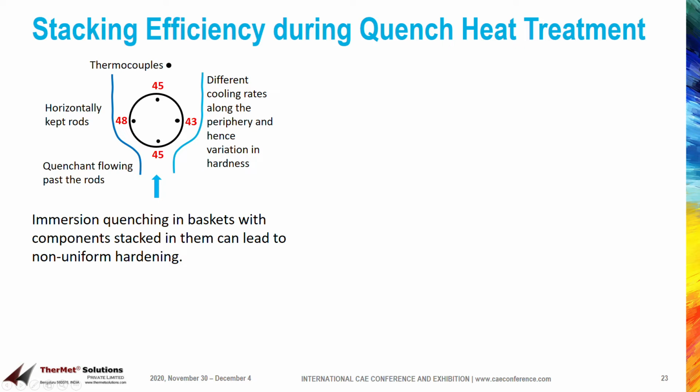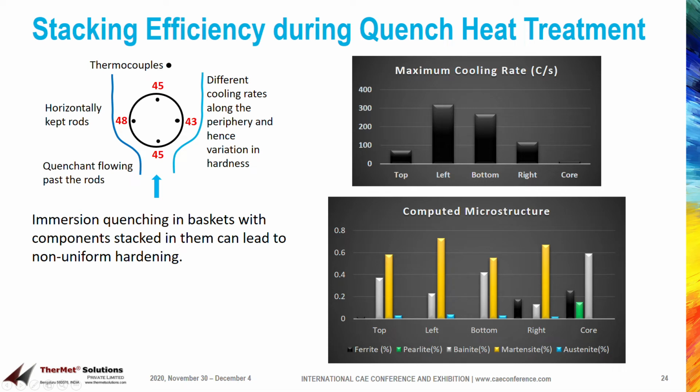The data was used as input to InverseSOLVER, and the results showed the maximum surface cooling rates varied widely, from 73 degrees centigrade per second at the top to 320 degrees centigrade per second on the left side, with the maximum heat flux showing similar variations. There was also an asymmetrical heat flux distribution which showed the influence of neighboring rods affecting the flow rate of the quenchant. This procedure can be usefully employed to design optimum stacking sequence for immersion quenching in containers.